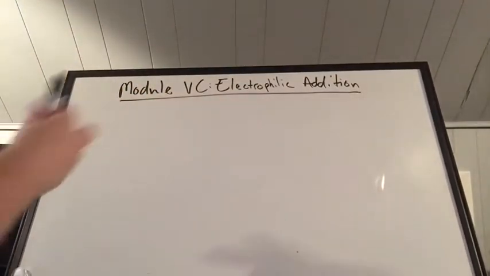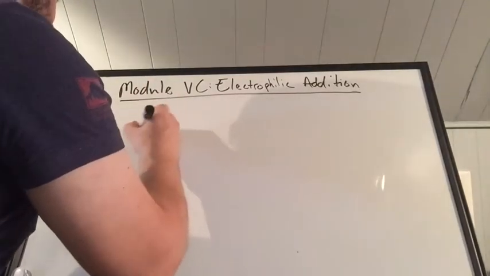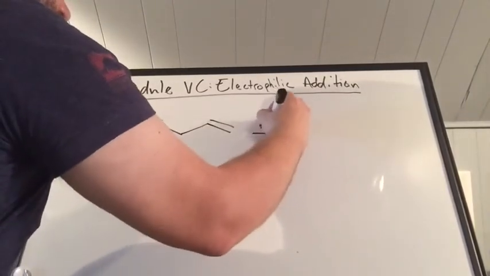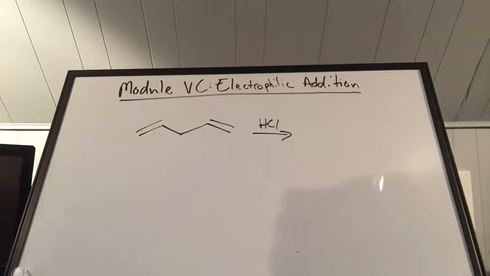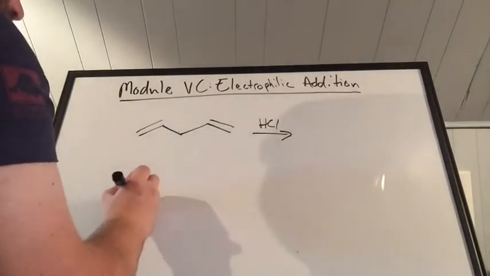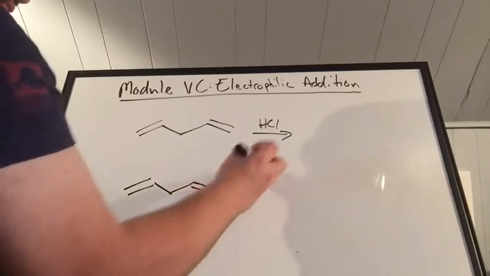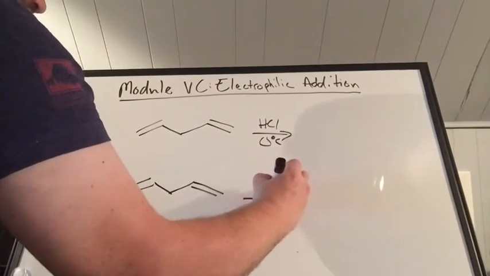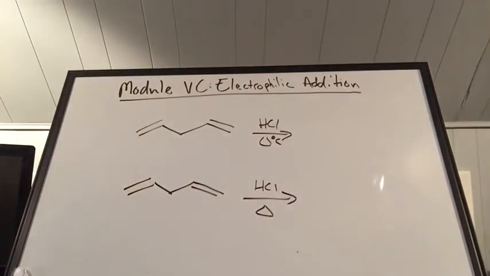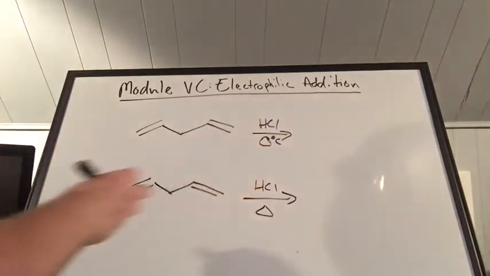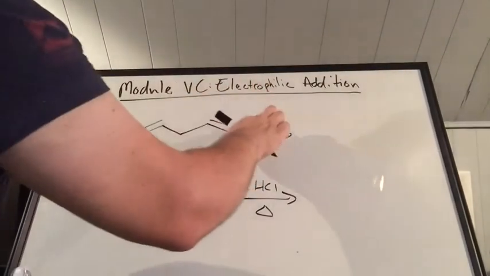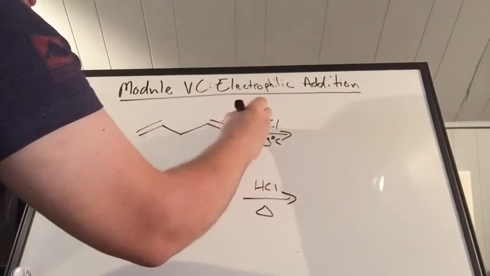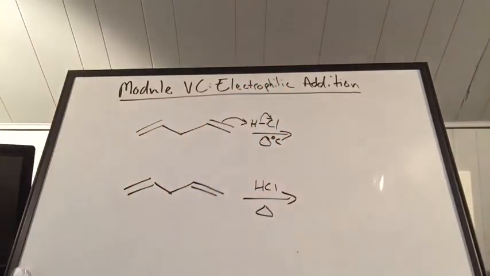Now, a couple things to think about here. So we'll have this substrate with HCl. And then we'll say this is at 0 degrees C, and this is with heat applied. Okay. So this is not necessarily a slower reaction, but you're always going to have the same beginning step, right?